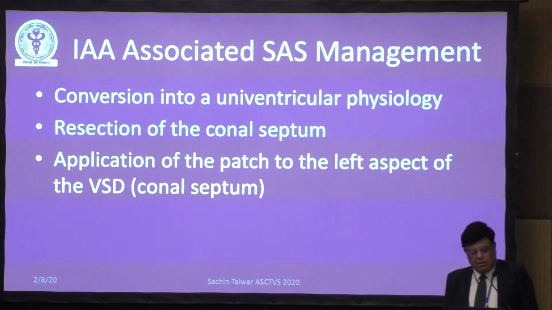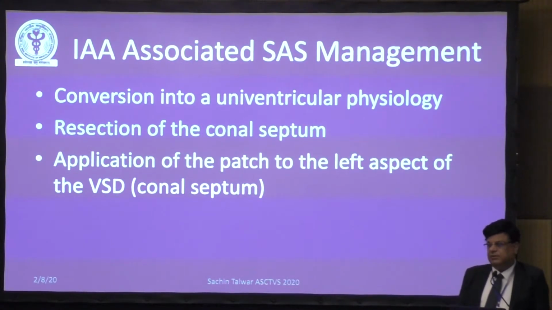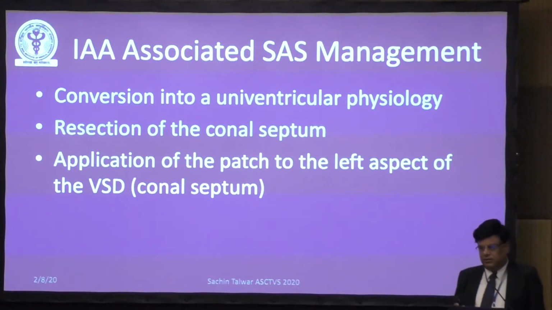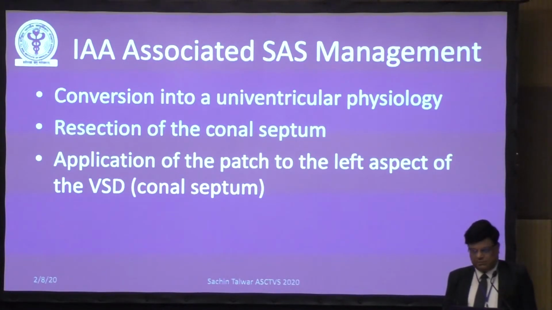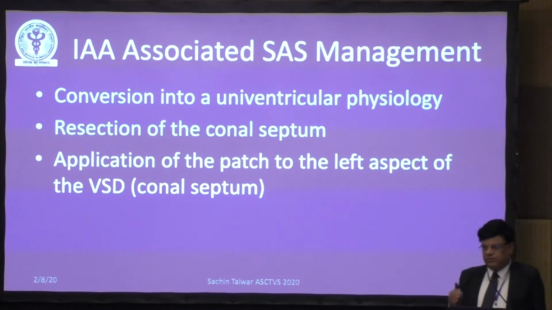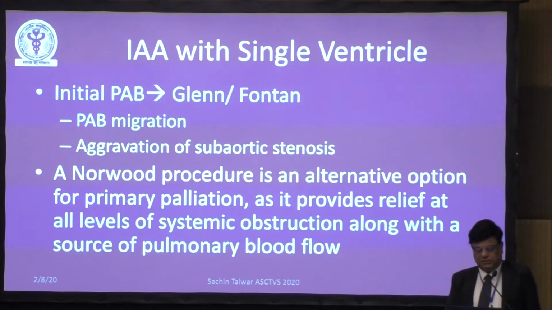and this was first described by Dr. Yasui. Now, the other solution is if you do not have a VSD which is routable to the aorta, then you have no option other than to go for a single ventricle pathway. You resect the conal septum and put a patch to the leftward aspect of the ventricular septal defect, because that enlarges the area of the subaortic stenosis, and then later on these patients can go on to have the various stages of the single ventricle.